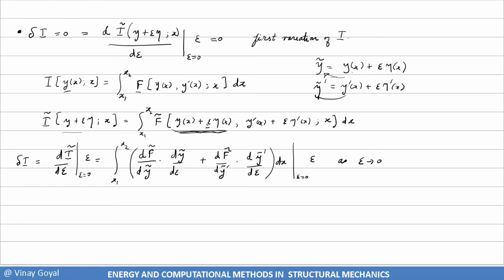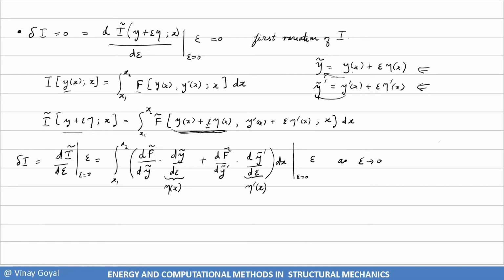Okay, so let's now evaluate each of these with great care. This derivative right here is easy to find. The derivative of y tilde with respect to epsilon is just eta. You can see that from here. The derivative of y tilde with respect to epsilon, this y of x has no epsilon, so the derivative is eta of x, clearly. And this right here is eta prime of x. You can see that from this second equation here.